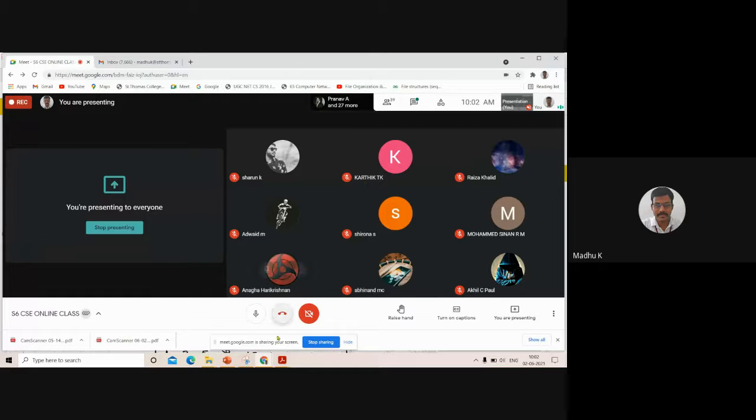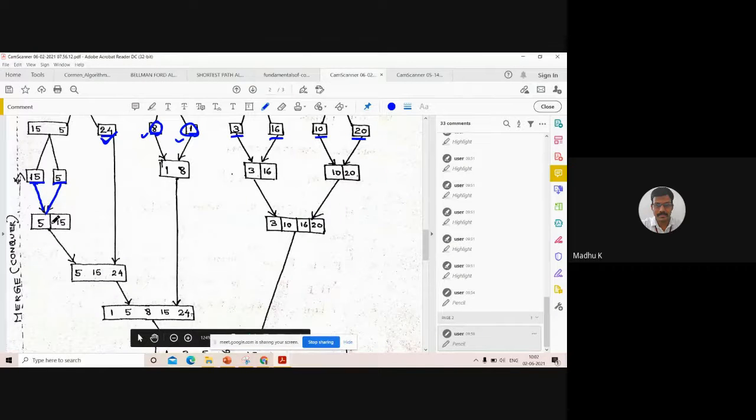So this is combined, 5 and 15. Then what we will do? We will combine this and this. This and this is combined. So this is the conquer step. We divided the problem, now we are combining. While merging here, we will perform the sorting also. 5 and 15 here, then it will become 5, 15, 24.